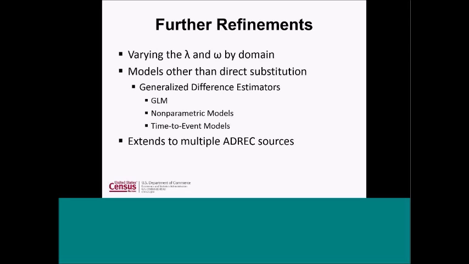And there's been work done by Wu and Sitter for GLMs. And there's been a bunch of work on nonparametric models by Jay Breidt and Jean Opsomer and their students. And then there's my dissertation work, which is actually on time-to-event models in this framework that could be used for certain types of longitudinal data.